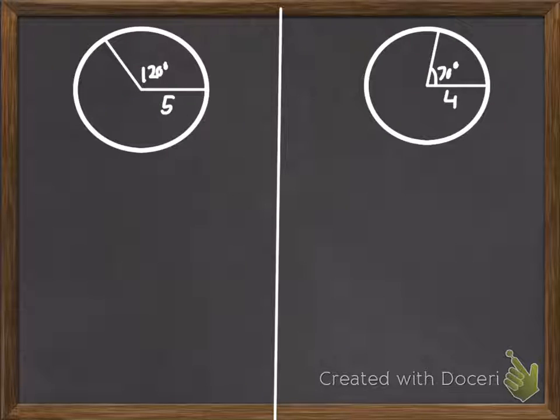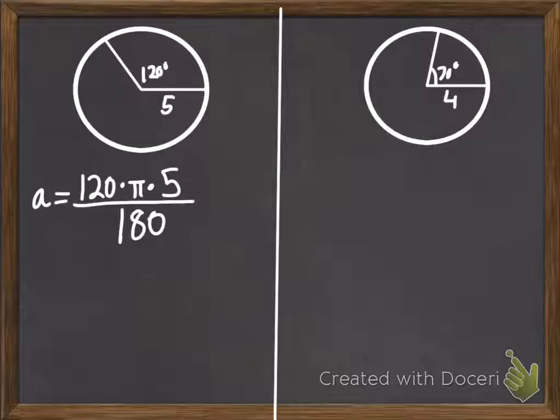So let's do some examples. On the left we have our circle. We see that the central angle measure is 120 degrees and the radius length is 5. So what we're going to do is put that into our formula. So our arc length equals the measure of the central angle times pi times our radius, all divided by 180. And then we get to simplify.